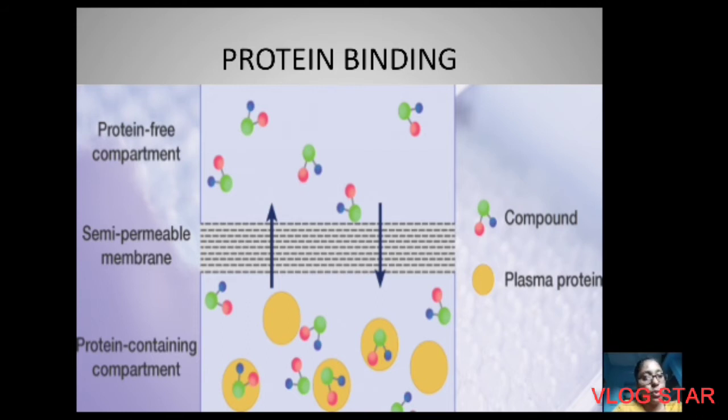And moving on to the protein binding. So you have protein binding. This is the second most important criterion of volume of distribution, because you have two terms, which are bound drug and unbound drug. You must know the difference between these two. As we already said, bound drugs are those drugs which are bound to the protein, and the unbound drugs are the free drugs which remain in the plasma. So these are the differences between the bound drug and the unbound drug.